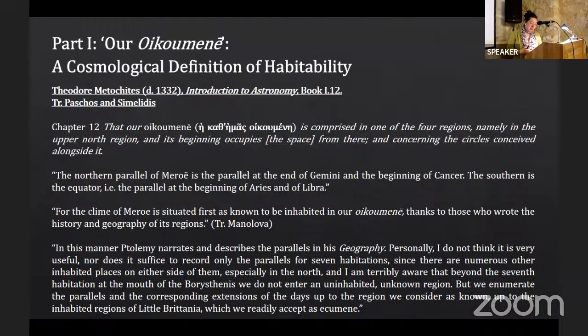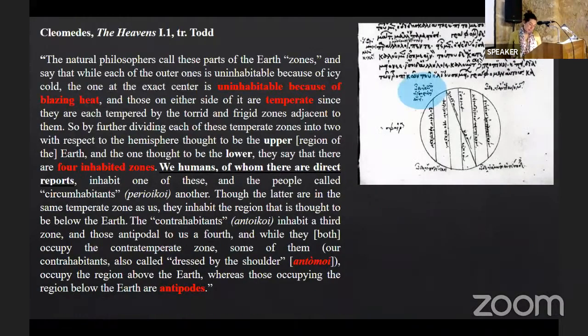Again, a similar idea can be found in Cleomedes, On the Heavens, in his description of the zones of the earth, habitable and inhabitable. I will read through only some relevant portions of the text. And again, I will show you a diagram. This time it's from the 14th century, and it is penned by the hand and most likely designed by the erudite scribe and scholar Neophytos Prodromenos, who was based in Constantinople at the time.